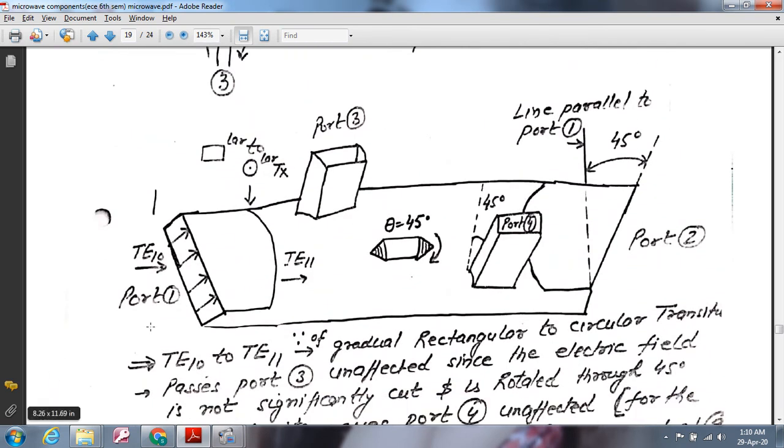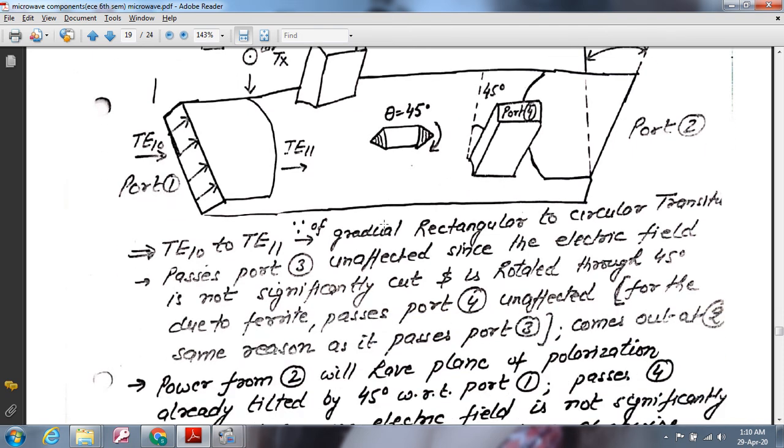Now this is the construction view of the circulator. Here we see this is port number 1, this is port number 3, this is port number 4, this is port number 2. There is a ferrite rod having theta equals 45 degree. Construction-wise it looks a little bit complex in nature, but when we see the working of this, it will look a little bit easier.